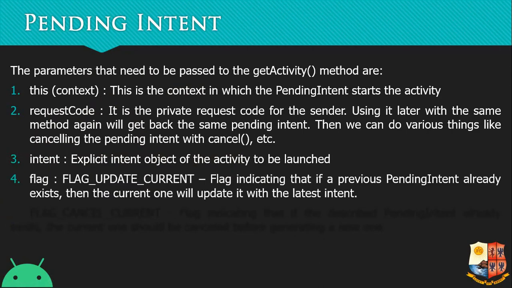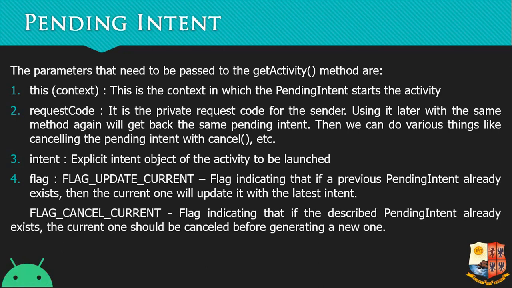There are a lot of flags. I've only mentioned two. One, FLAG_UPDATE_CURRENT. It just says that if a previous pending intent already exists, just update it with the latest intent. If you already have an alarm set at a particular time, and I'm sending this once again, remove that old alarm and set the new alarm. That's update current. Then the second flag, there are a lot of flags, guys, I'm only discussing two: FLAG_CANCEL_CURRENT. By the way, I've written the code in full caps, so you can automatically understand it's a constant integer field.